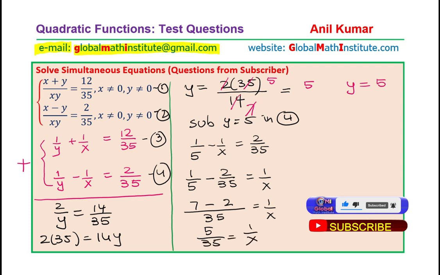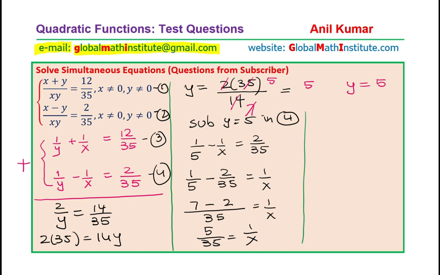So what do you get as x? Well, x is 35 over 5, right? Or x is equal to 7, right? So we get x equals 7, y equals 5 as our solution in this particular case.